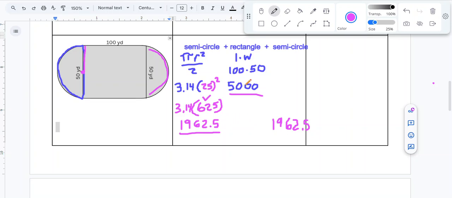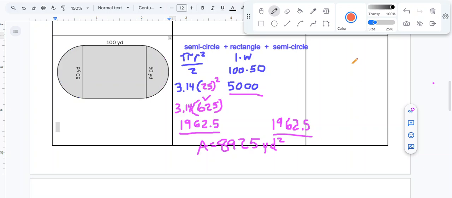Now I just want to add these 3 numbers together. I add those 3 numbers together, that's going to give me my final area. So 1962.5 plus 1962.5 is 3925, and then I add 5,000, and that will give me an area of 8,925. And this is measured in yards, and area is always squared.